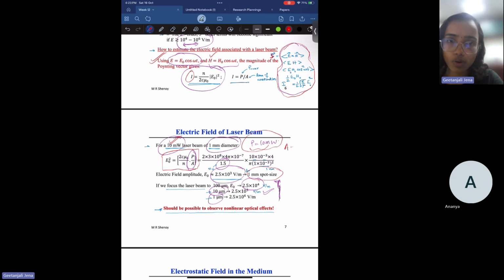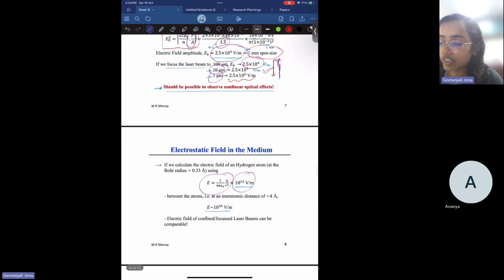Now, if you reduce the spot size, that is, you are focusing the laser beam to a smaller cross section, then you can see how the intensity is getting increased when you decrease the focus spot size from 100 micrometer to 1 micrometer. And for 1 micrometer, you can see how strong the electric field is: 2.5 into 10 to the 6 volt per meter. So it is in the order of, or greater than, the interatomic electric field. Only when these electric fields are comparable will the nonlinear effect start to happen inside the crystal.